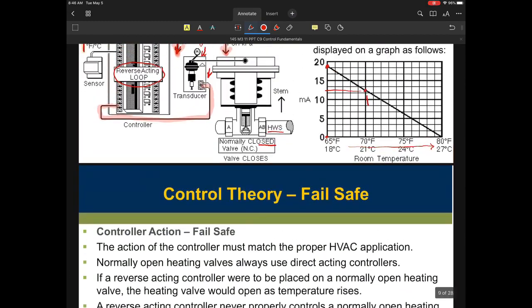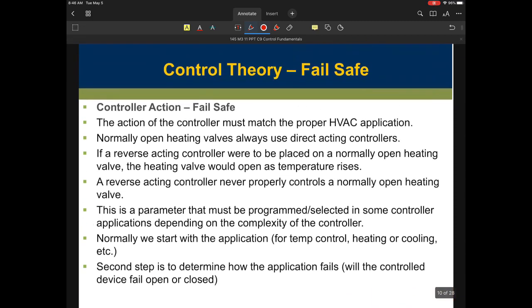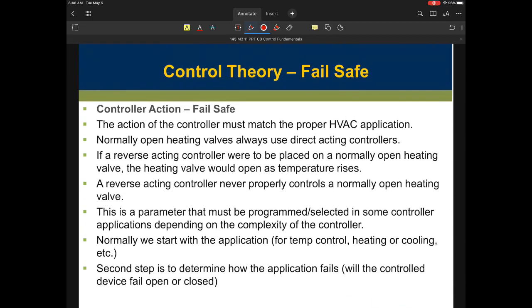As this rises, this goes down. This decreases the signal, and then of course it tells this valve, hey, I want you to close or go back to your normal position. So that's essentially a reverse acting. The sensed variable and the output are in opposite directions.